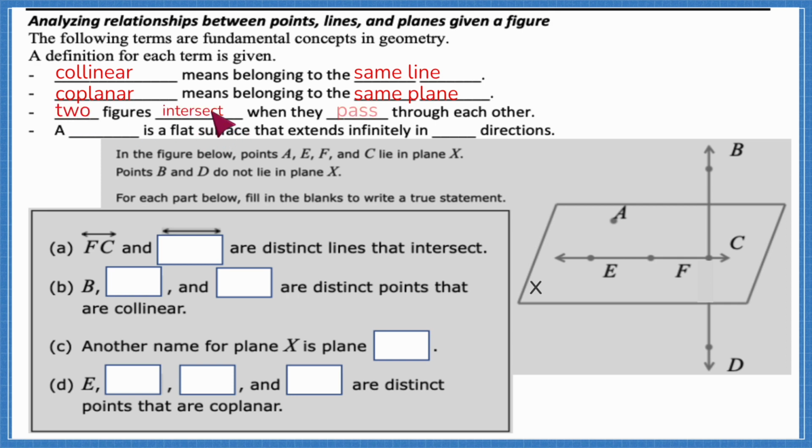So two figures intersect, that means they cross when they pass through each other. We have figures passing through each other all the time. If you think about the two walls in whichever room you're sitting in right now, if you look at the corner where they come together, they are crossing. So you have two different planes there intersecting each other. They're crossing each other. And then a plane is a flat surface that extends infinitely in all directions.